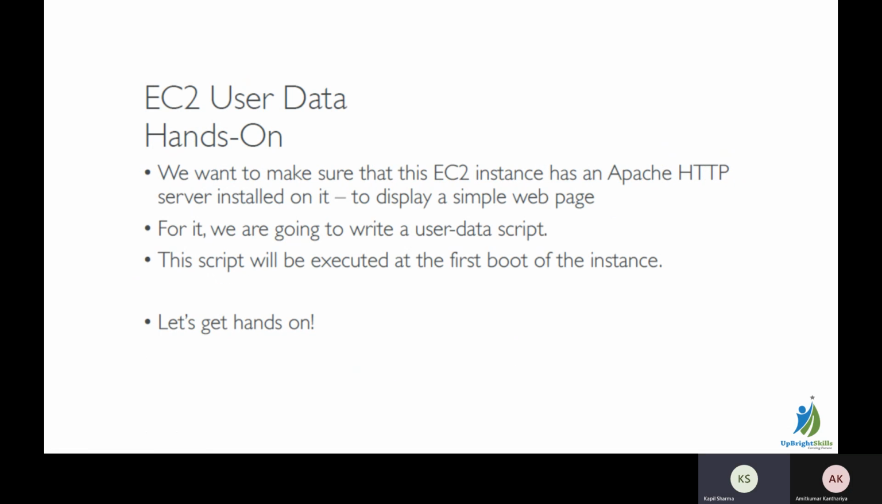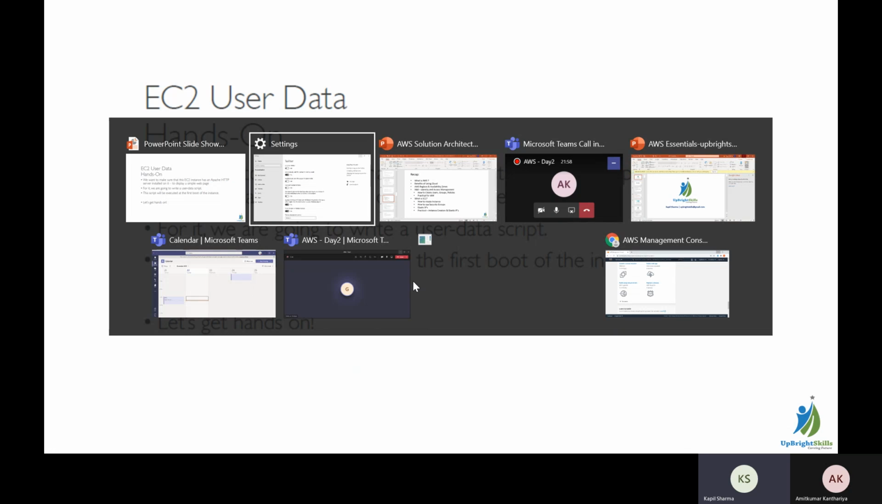So let us create one lab, where we write one small bootstrap script and create an EC2 instance on top of it, right? We want to make sure that the EC2 instance has Apache HTTP server installed on it to display a simple web page. For it, we are going to write a user data script. The script will be executed at the time of first boot. So let us go to the AWS console, and I have already written one script. I will show it to you.